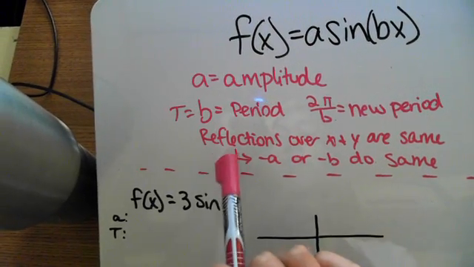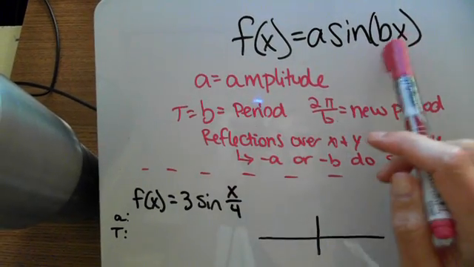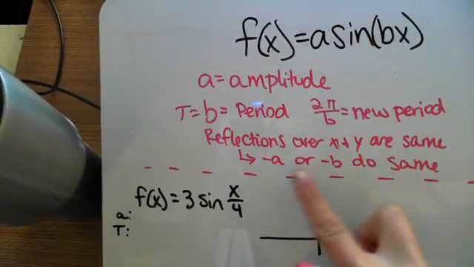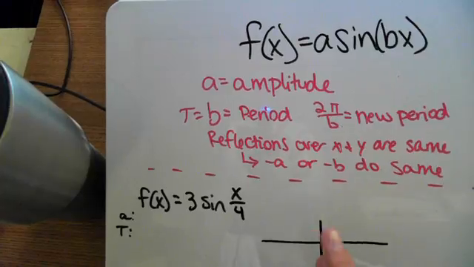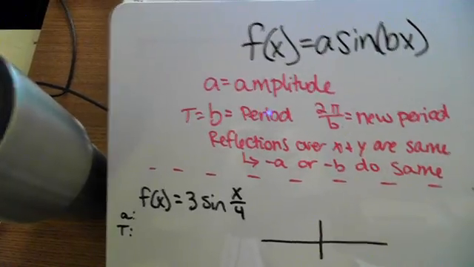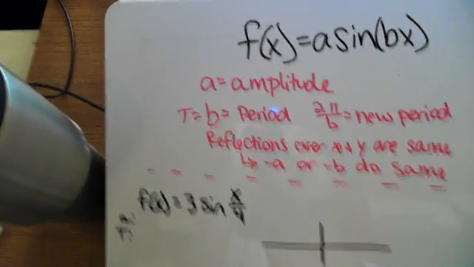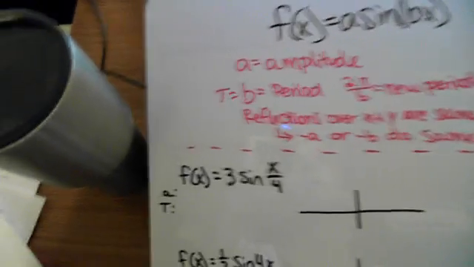Last thing that we have are reflections, and that's going to be in front of A or in front of B. So if A and B are both negative, they do the same thing, and if you flip it over the x or you flip it over the y for our sine graph, it does the same thing. So it doesn't matter where that negative is, it's just going to reflect it. So let's go through 3 examples.